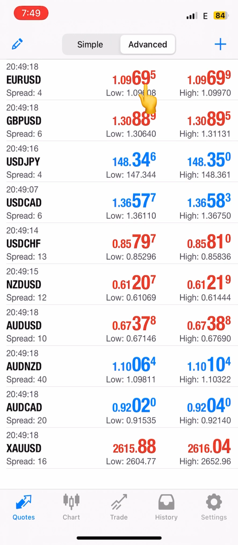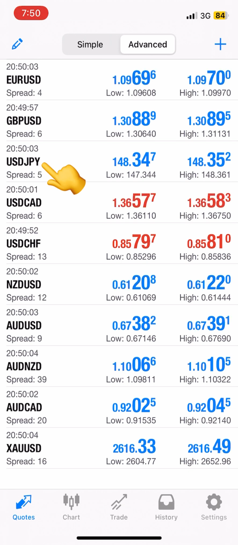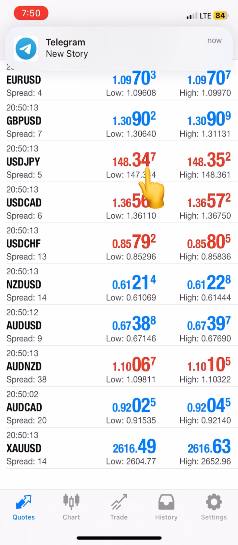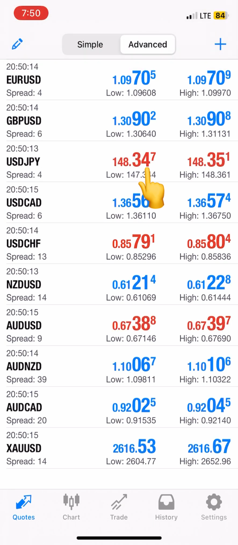Now let's look at the next kind of pairs we have, the JPY pairs. For the JPY pairs, the measurement is usually from the second decimal place. So for instance, using USDJPY, when we want to calculate the change in price or market value of USDJPY, we begin counting from the second number after the decimal point.